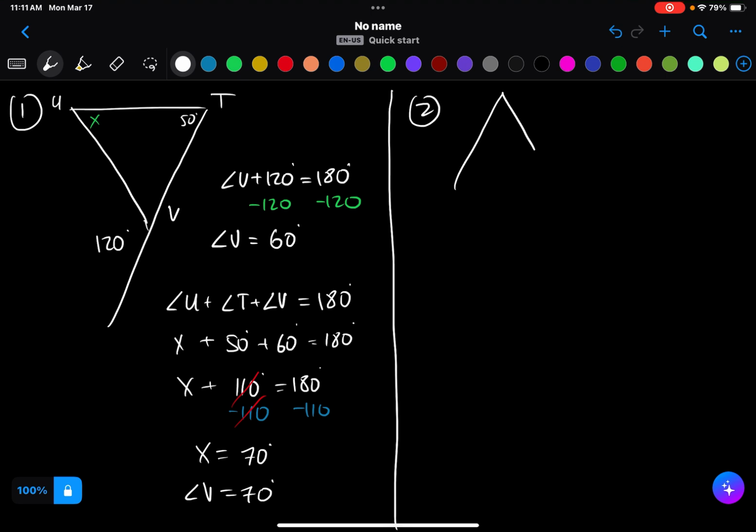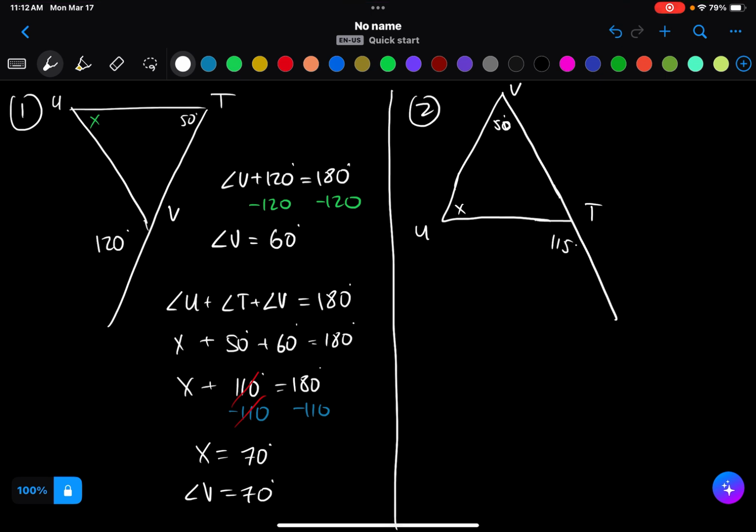Let's do number 2 right next to it. So here we have this particular triangle looking thing. And they're telling us that angle V up top is 50 degrees. Angle U this time is missing. And angle T is also not given. But the exterior angle to T is 115 degrees. So how do we find out what angle U is, our missing angle?